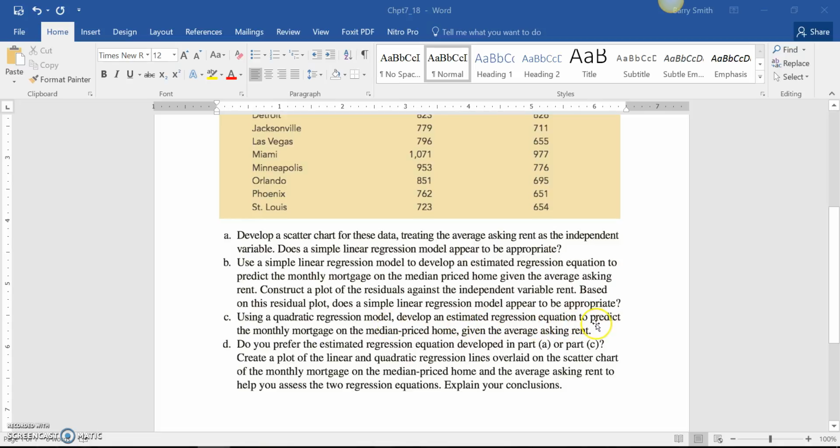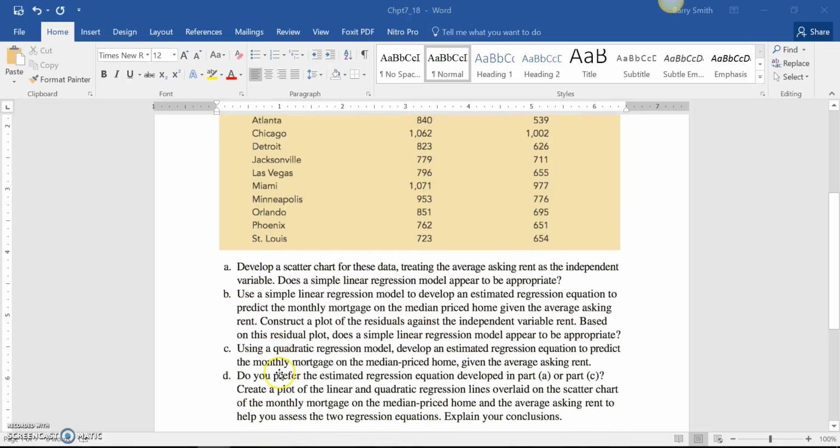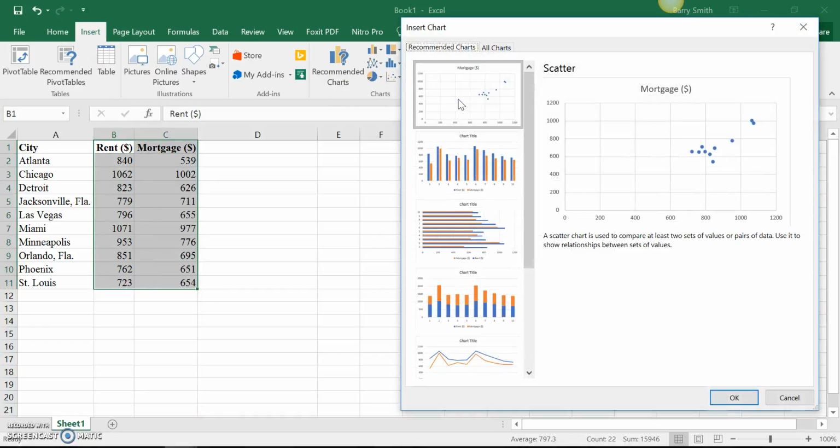And then instead of just rent, we're going to have to look at a rent squared to get the quadratic part. And then we're going to determine if we like the linear regression or the quadratic regression better. And then we're going to actually overlay the linear on top of the quadratic. So first, let's go ahead and do the straight scatter plot.